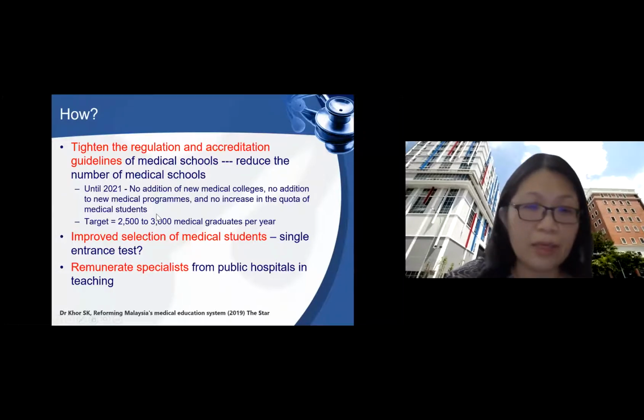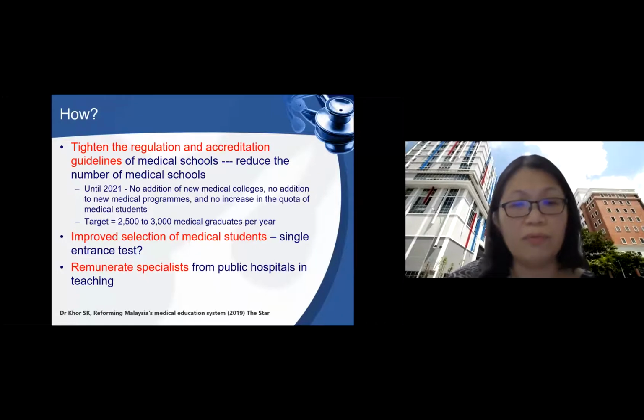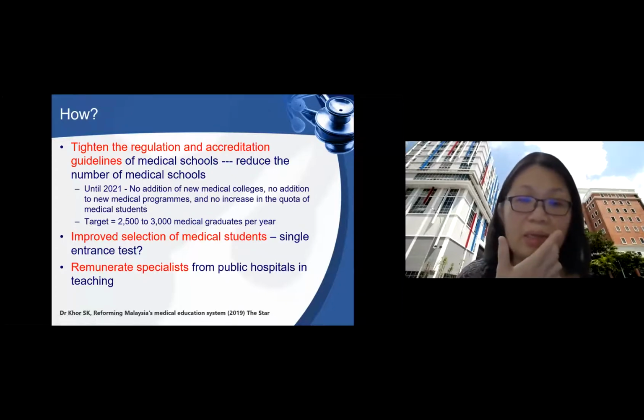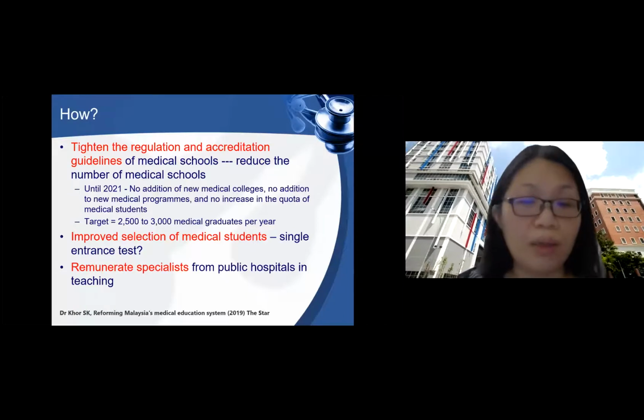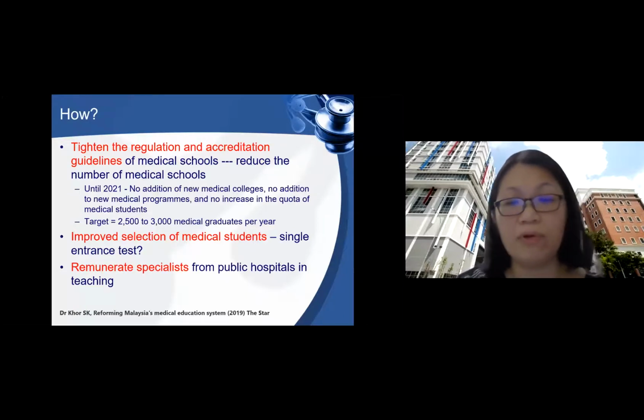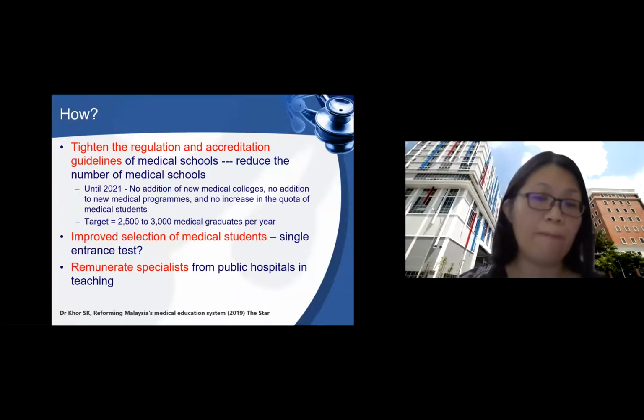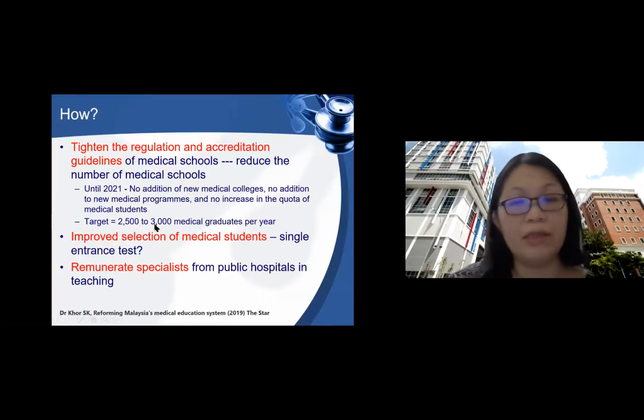So the ideal target is to have 2,500 to 3,000 medical graduates per year. If we can achieve this, then we may be able to solve the problem of medical students having to wait a long time before they can start their HO, right? So this is one of the targets that different groups have suggested for the government to consider. All right.